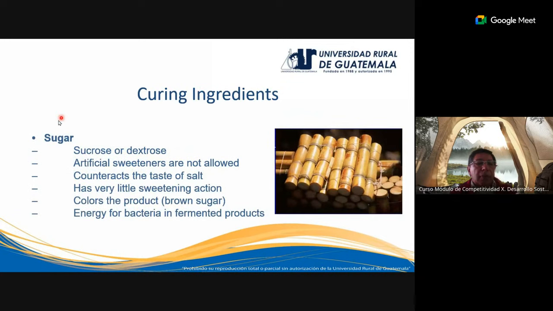We were talking about sugar, and here we have that we can use sucrose or dextrose to preserve meat. But be careful with this, because artificial sweeteners are not allowed. Sugar counteracts the taste of salt, and sugar has very little sweetening action. Sugar also colors the product when we're using brown sugar. Sugar also provides energy for bacteria in fermented products.